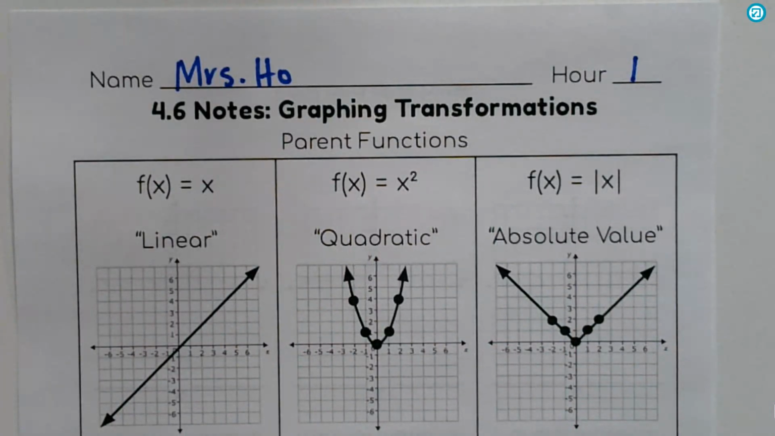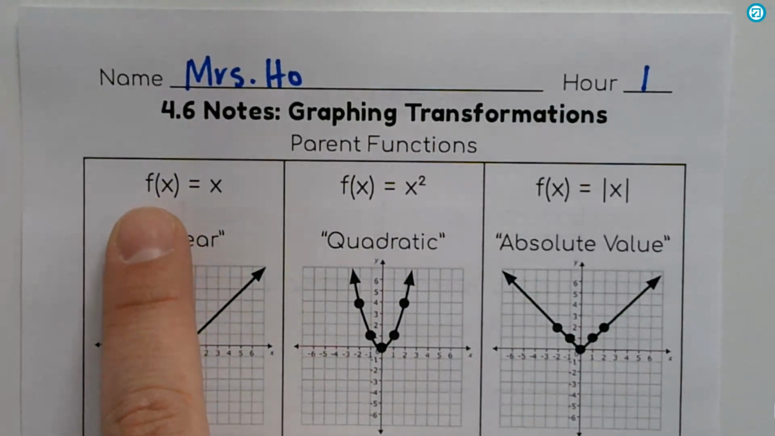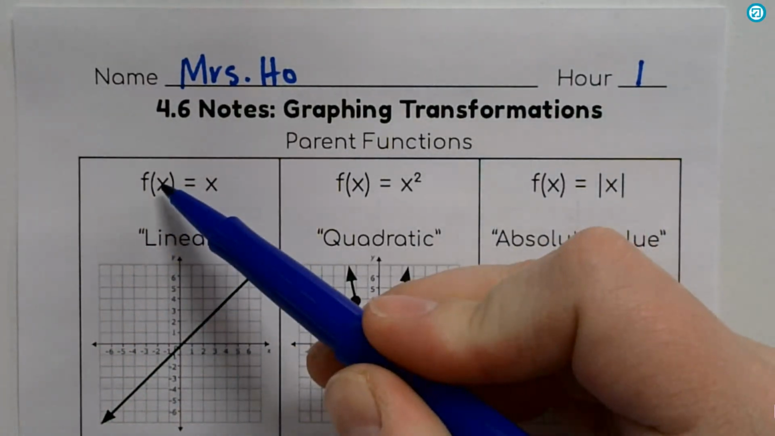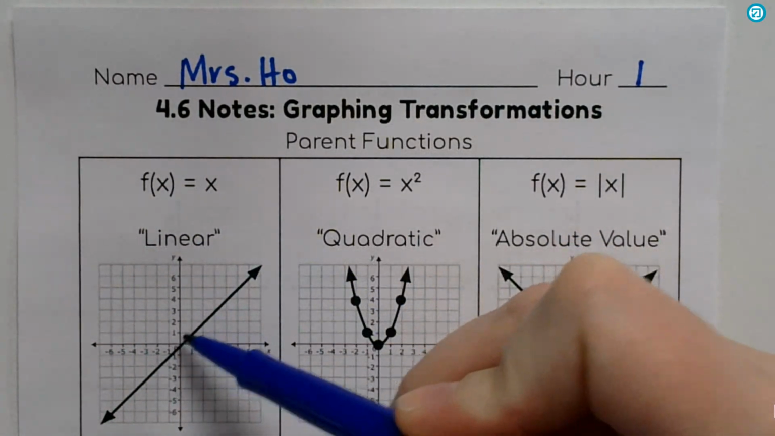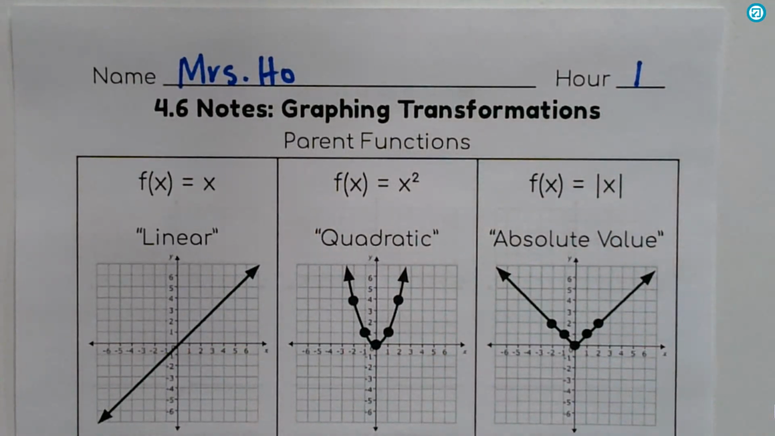Okay, so the first thing that we need to look at is what we are calling our parent functions. So we have 3 parent functions. We're actually only going to be transforming 2 of them, but we have the shape of 3 functions that we've been looking at this unit. The first one is a linear function. A linear function is the function f of x equals x. So if I were to plug in 0 there, then I would have 0. So 0, 0, 1, 1, 2, 2, 3, 3, so on and so forth.